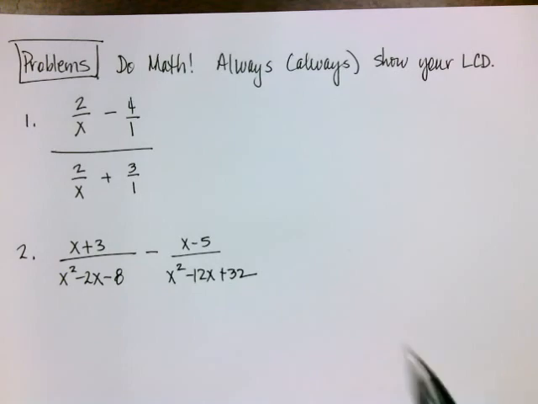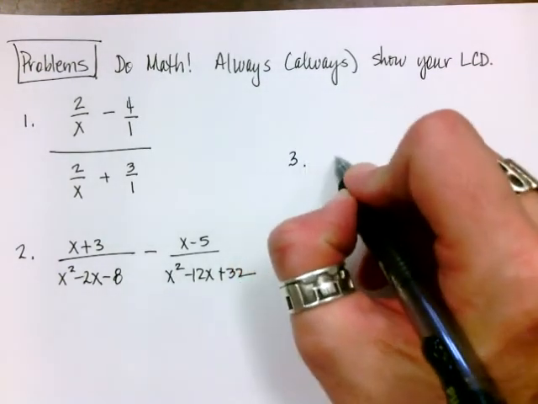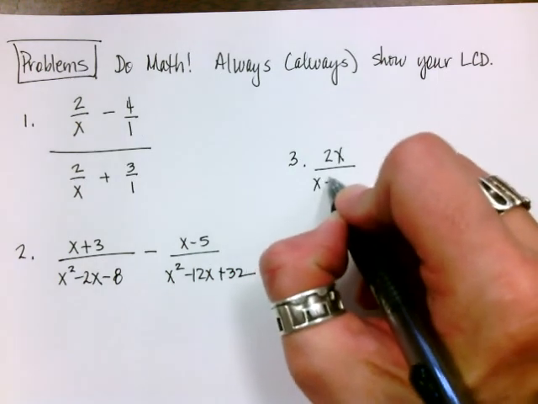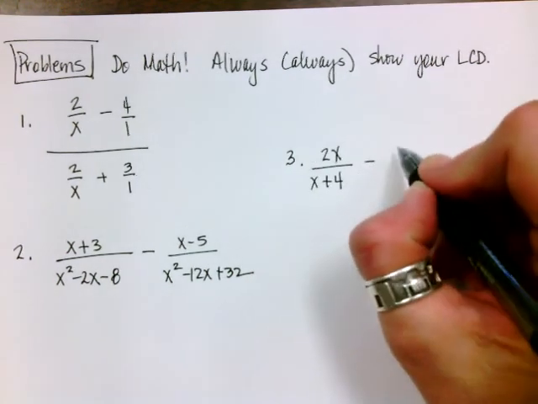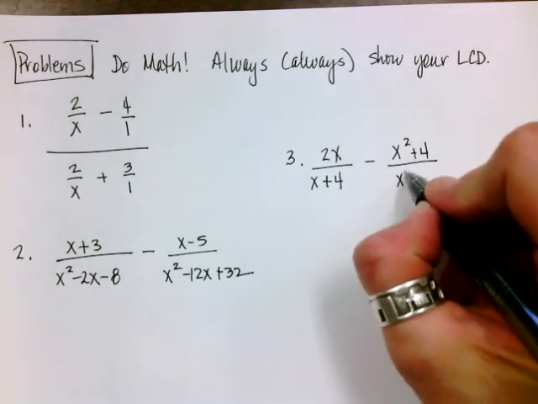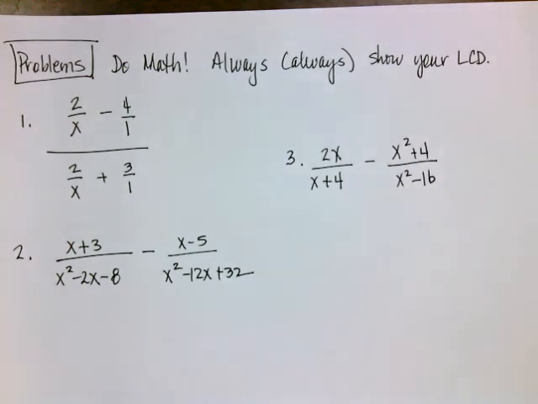Sorry, it's a little crooked. And then your third problem is going to be 2x over x plus 4, and I'm going to subtract x squared plus 4 over x squared minus 16.